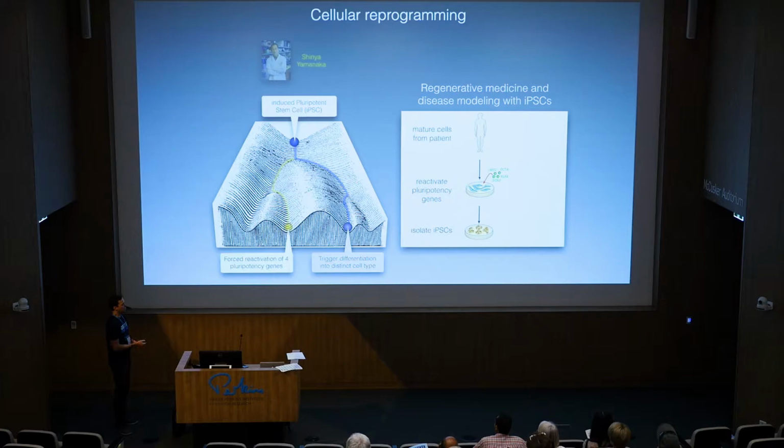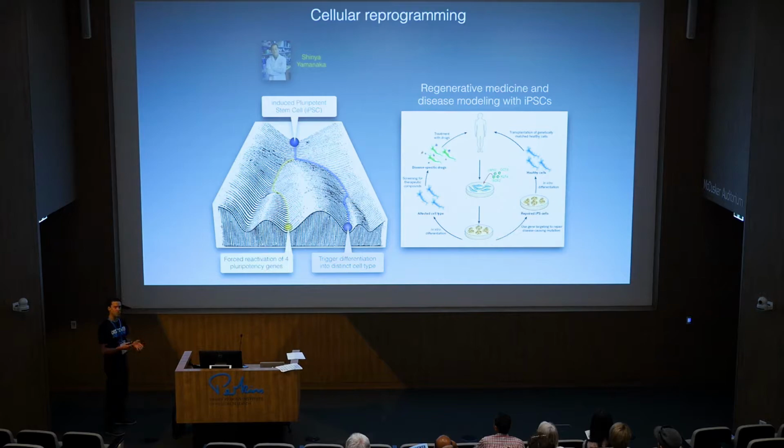One area is called regenerative medicine, where you're trying to control cell states and use them to remedy dysfunction of certain cells, but also disease modeling, where you could take mature cells from a patient, turn on these four genes, so you convert it back into a pluripotent state, and isolate these cells, called iPSCs. These could then perhaps be used to edit the genome to repair a mutation that causes a disease and converted into the cell type that was being affected, maybe neurons, and then ultimately transplanted back into patients, having the mutation fixed.